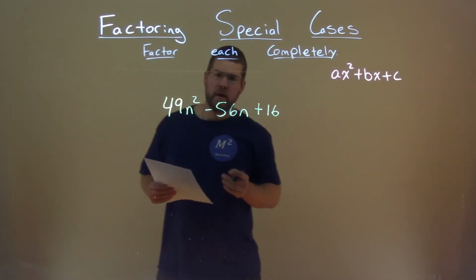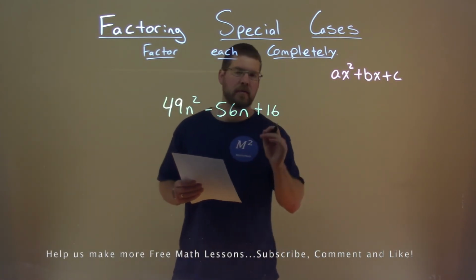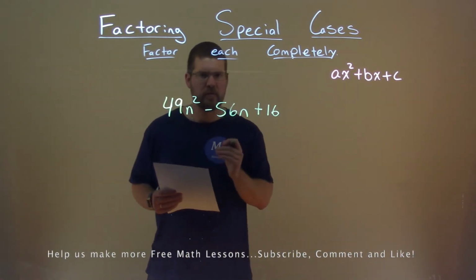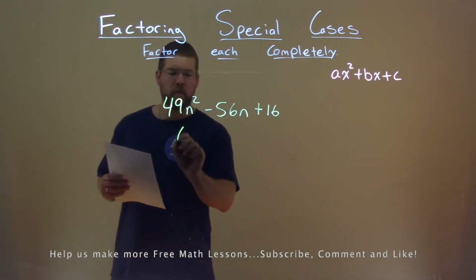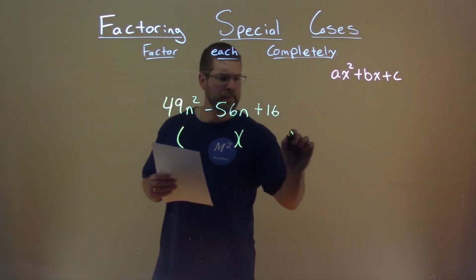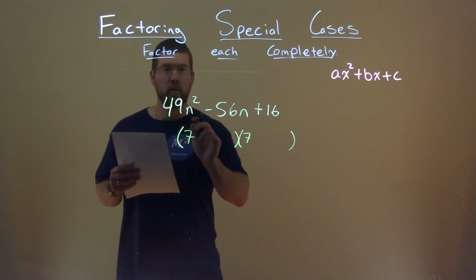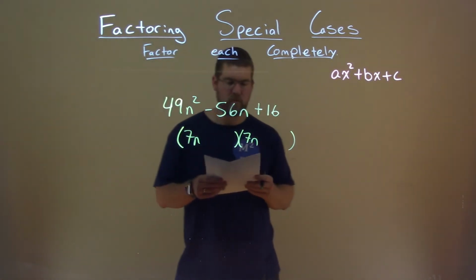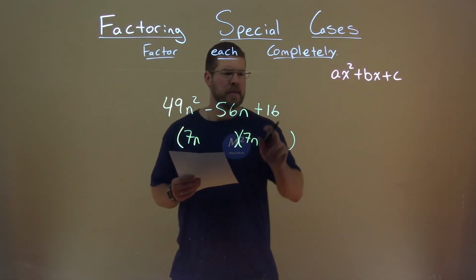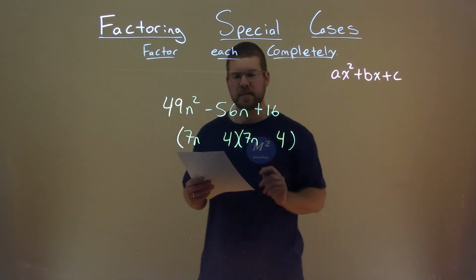We're given this problem right here, 49n squared minus 56n plus 16, and we want to factor this completely. Notice my first and last term are both perfect squares. What do I mean by that? Well, square root of 49 is 7. Square root of n squared is n. 7n times 7n is 49n squared. What about 16? Well, square root of 16 is 4. So 4 times 4 is 16.